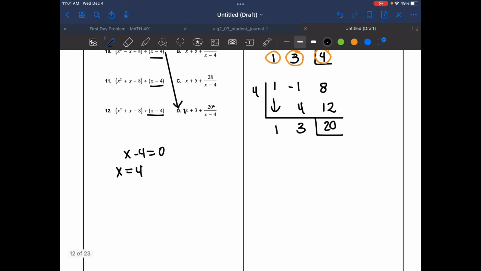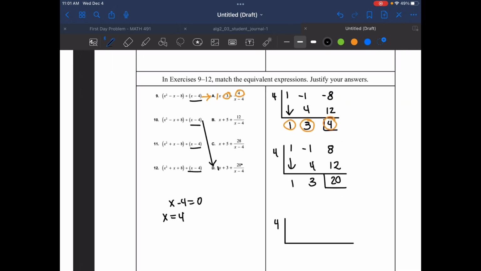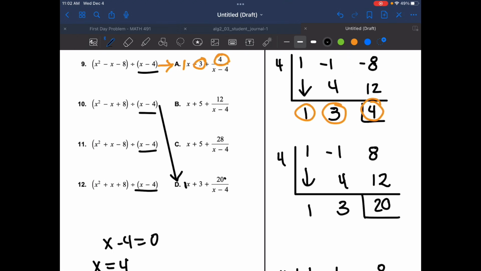I'm going to do the same thing. We have 4, here and here. And then we've got 1, 1, negative 8. Drop your 1, 4, 5, 20, and that one is going to be 12. So a remainder of 12, well, that one looks like B. I'm going to pop it up in here.